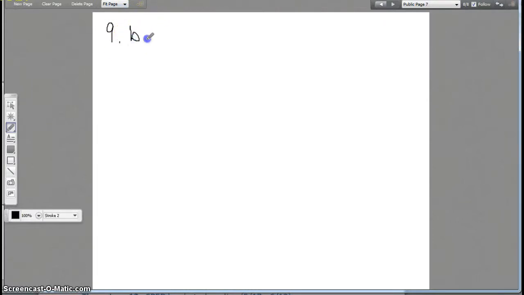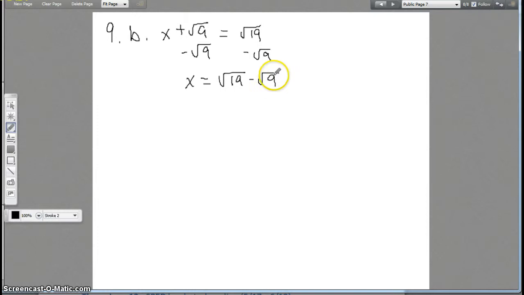Okay, so let's look at 9b. We have x plus the square root of 9 is equal to the square root of 19. Well, we want to get the x by itself. Since we're adding a square root of 9 to it, let's subtract a square root of 9 from both sides. And so what we have is x equals square root of 19 minus the square root of 9. 9 is actually a square number, so we can take it out of the square root. The square root of 9 is 3, so we can write x equals the square root of 19 minus 3. Make sure that you don't get this minus 3 underneath your square root because it does not belong under there.